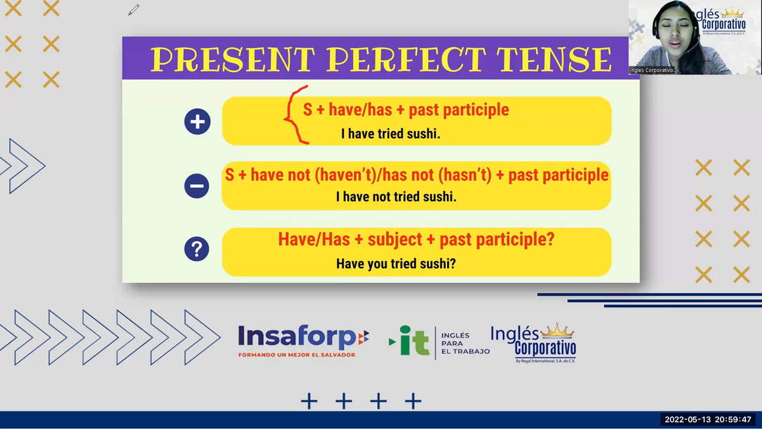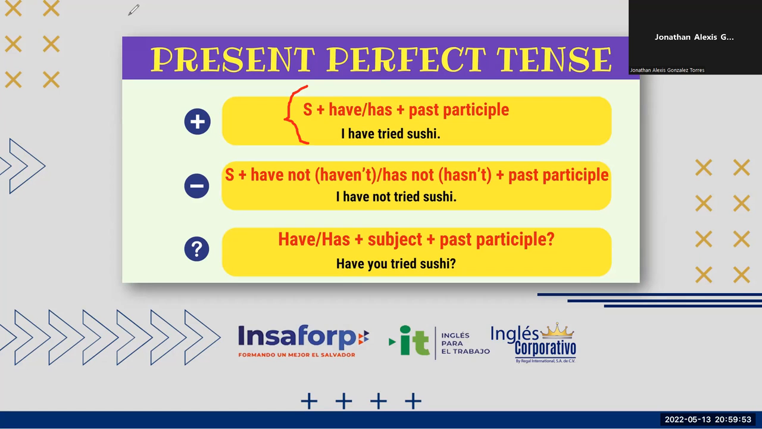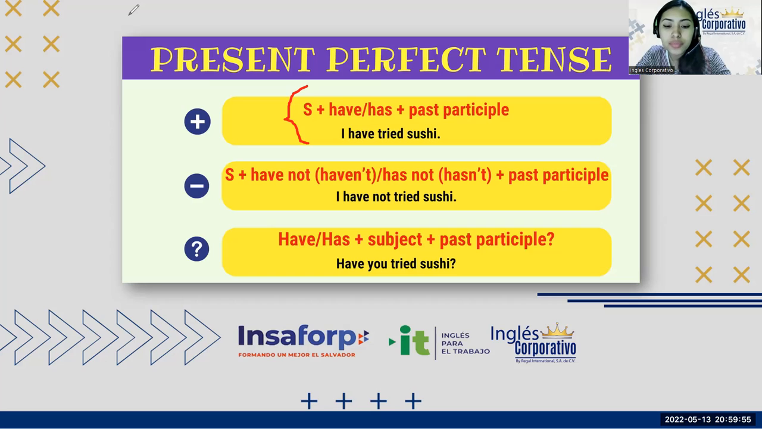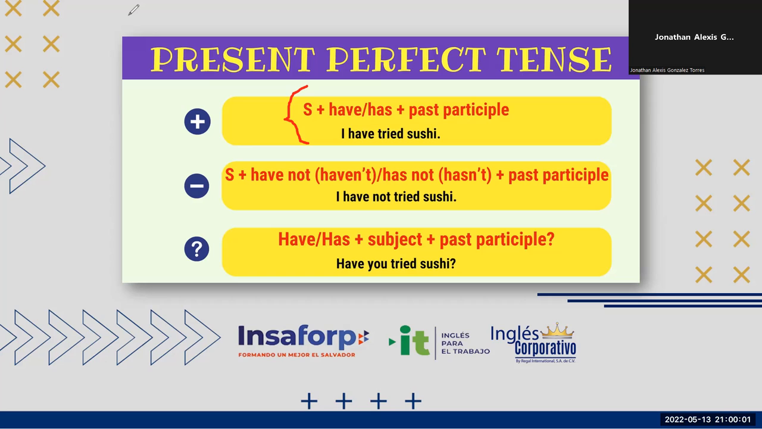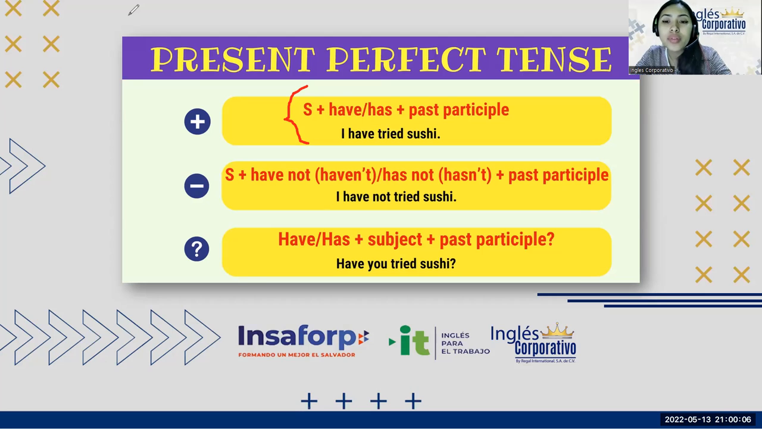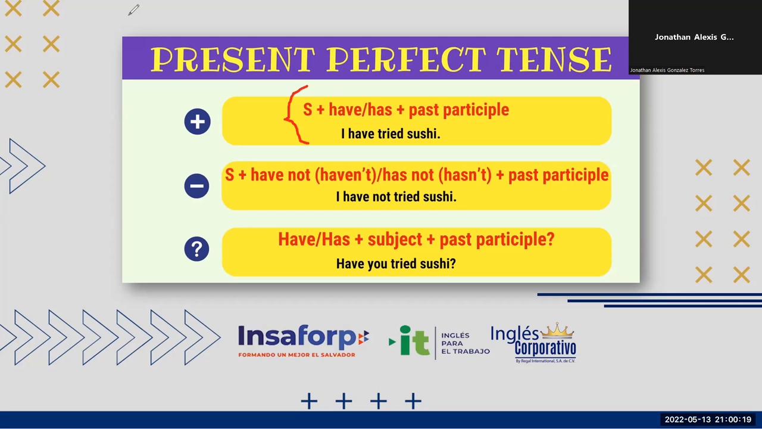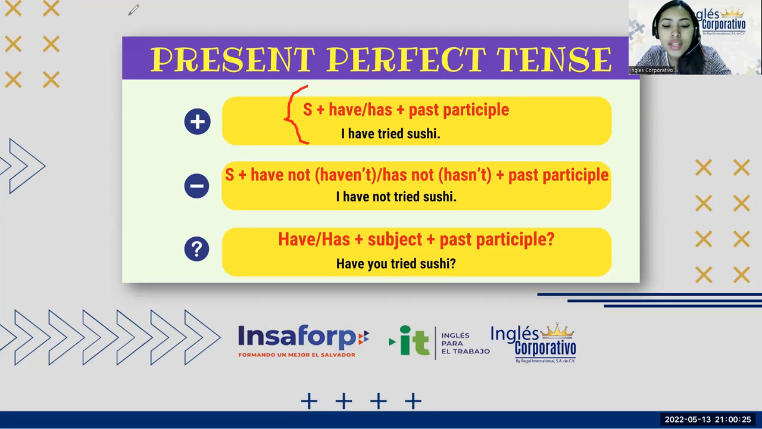No le escucho, sorry. I have tried to feel cheerful, tal vez. Okay. Oh, animated, some like emotional status. Ah, okay. Entonces, sí, ahí sí tiene que ser el have siempre, utilizando el have o el has y un verbo de acción, ¿sí? Como I have tried, yo he tratado de sentirme. I have tried to feel animated, maybe. Okay. Podemos cambiar este.